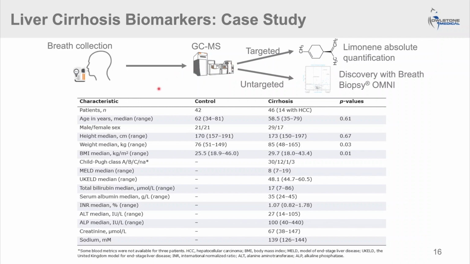So to obtain a proof of principle that we can identify subjects with cirrhosis using a breath test, we used the Breath Biopsy Omni and performed a targeted analysis looking at limonene with absolute quantification, and then an untargeted analysis to look also for additional compounds. Here we can see the subjects' characteristics. We had 42 controls and 46 subjects with cirrhosis, of which 14 were complicated by hepatocellular carcinoma. We can see the median MELD score was 8, and most of the subjects were Child-Pugh A or B.